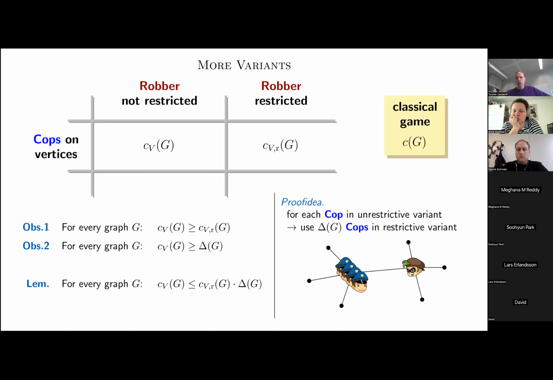So if the robber is surrounded in the unrestricted variant, he's still surrounded in the restricted one. But now the robber might make a move that is illegal in the restricted variant. He might move onto a vertex occupied by a cop. But in this case, I can just spread the cops out from the vertex because there are delta of them and surround him immediately. Okay, so by multiplying each cop to delta cops, I can also deal with the case of unrestricted robber movement.